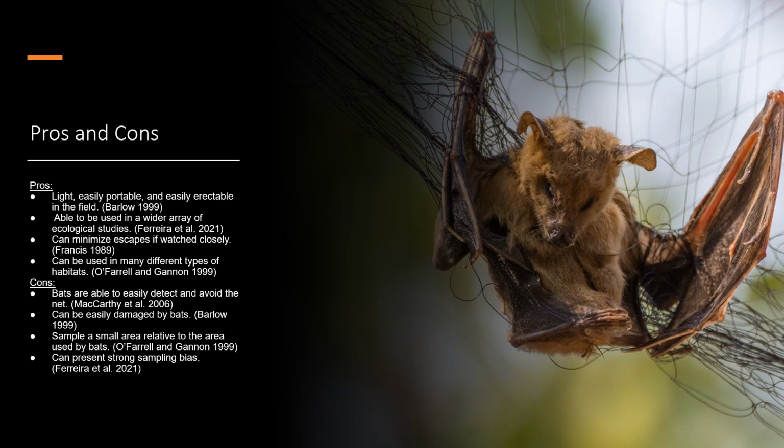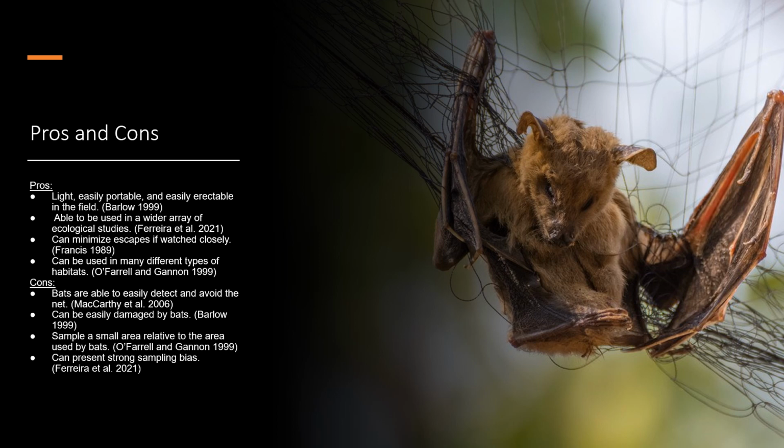Let's go over the pros and cons of using mist nets. For pros, they are known to be light, easily portable, and easily erectable in the field. They are also able to be used in a wider array of ecological studies. They can minimize escapes if they are watched closely, and can be used in many different types of habitats.